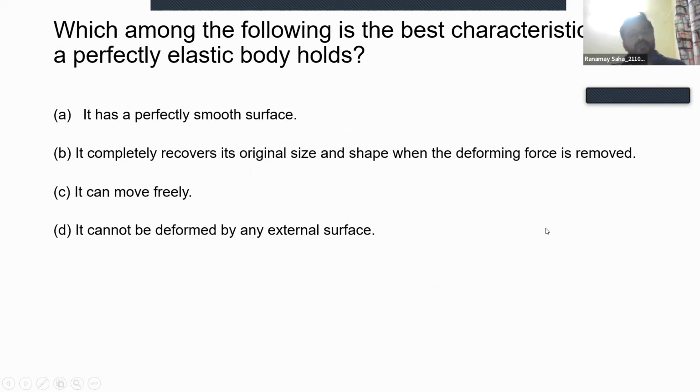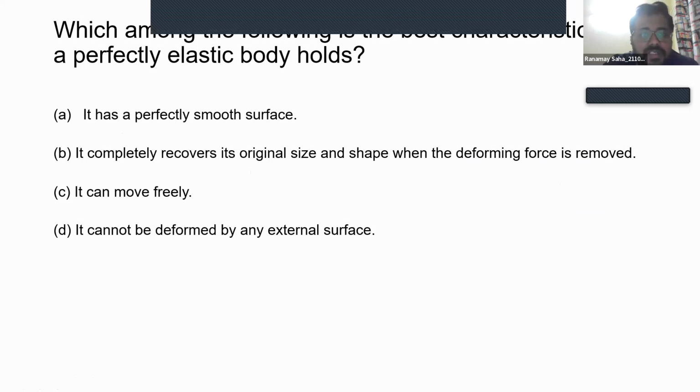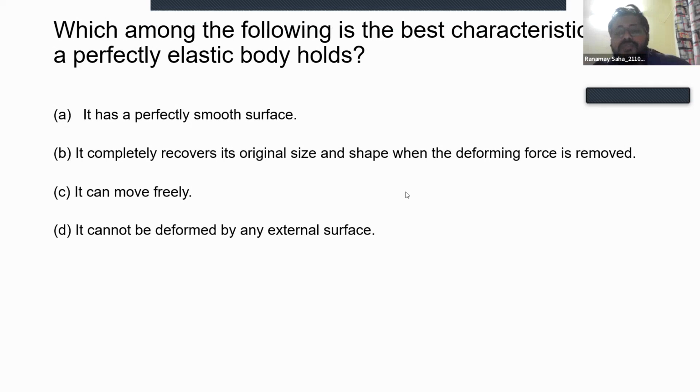Now we come to a question where a perfectly elastic body is given, and which one is the best characteristic of an elastic body? It is pretty simple. You know that when the deforming force is removed, it comes back to its original shape and size.